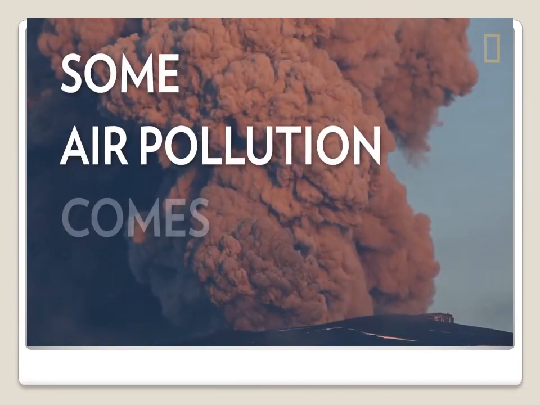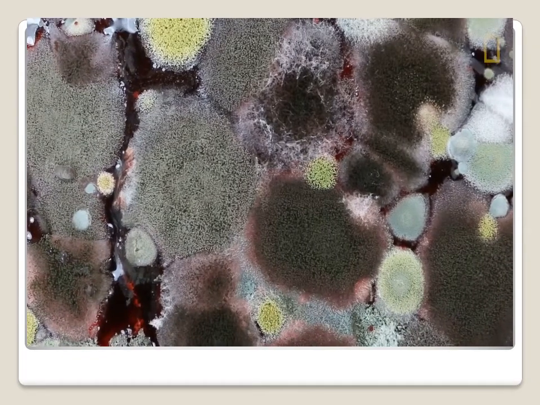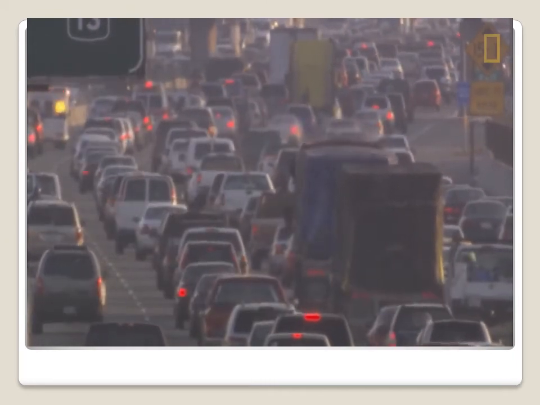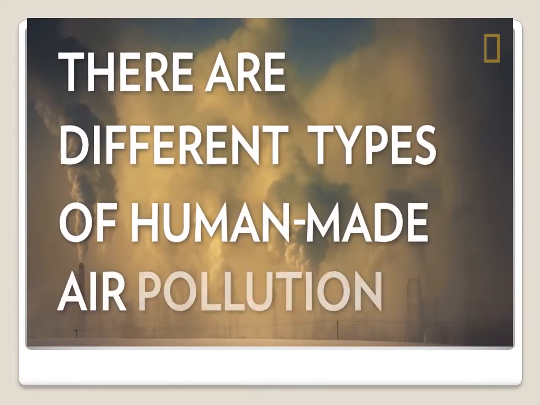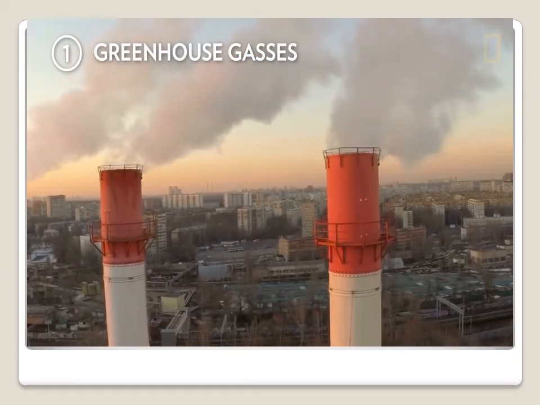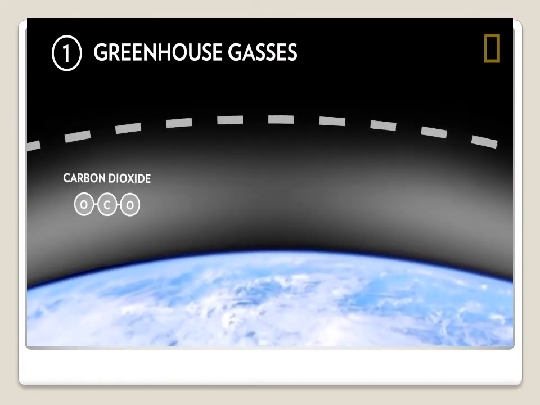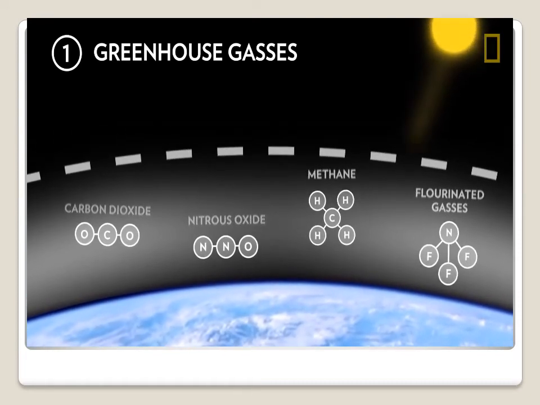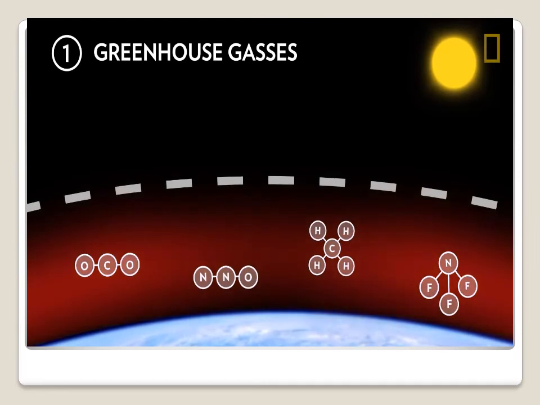Some air pollution comes from natural sources like volcanic eruptions, wildfires, or allergens. But most air pollution results from human activities such as energy use and agriculture. There are different types of human-made air pollution. When we burn fossil fuels to produce energy, they release greenhouse gases into the air. These emissions, such as carbon dioxide, methane, nitrous oxide, and fluorinated gases, trap heat from the sun in Earth's atmosphere, leading to a rise in global temperatures.